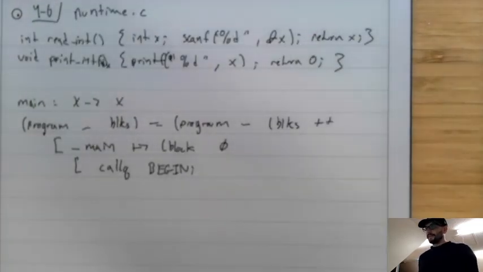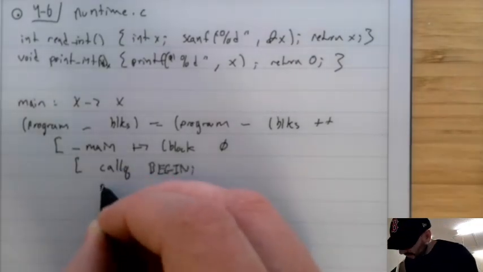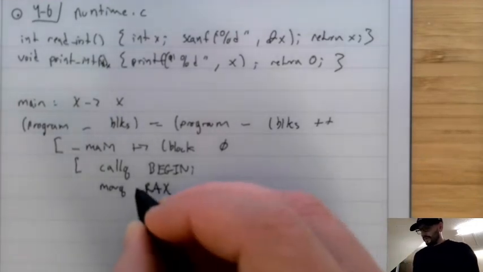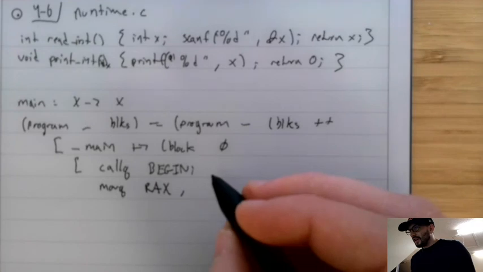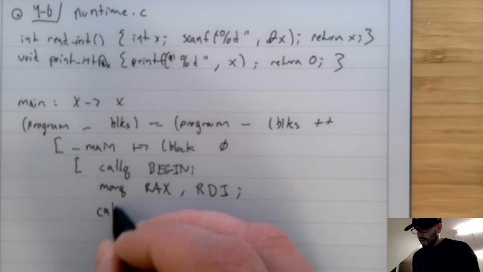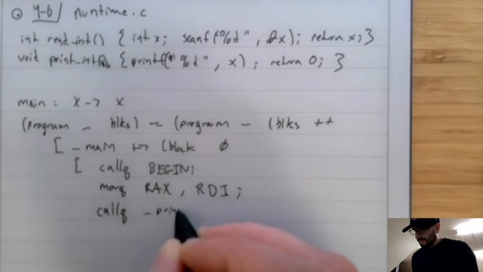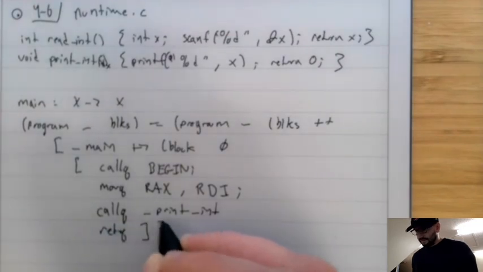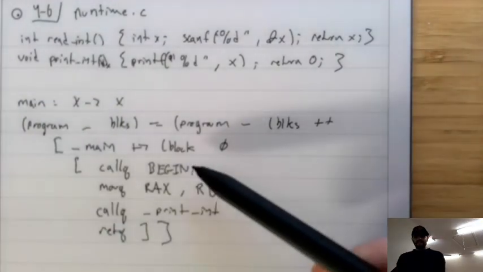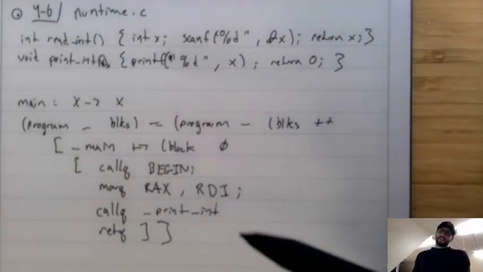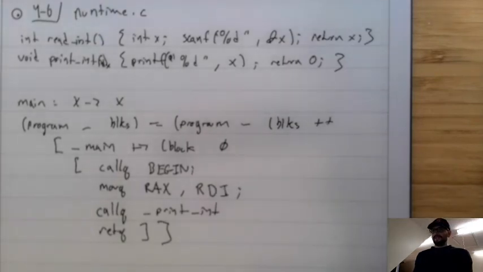So we're calling that begin. Then that's going to come back with an answer in RAX. So what we're going to do is move RAX into, I believe it's RDI. And then we're going to call print int, and then we're going to return. The reason we're doing this is that begin is going to compute a number, and then we want to see it. And when you call functions, their arguments, the first one comes in RDI.